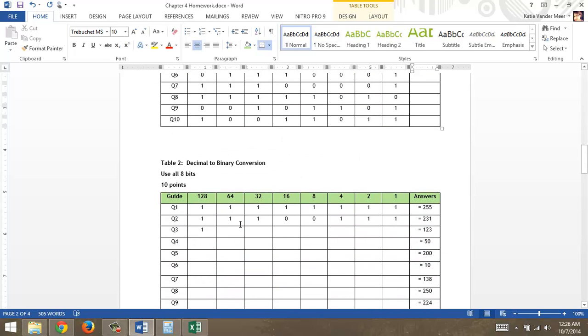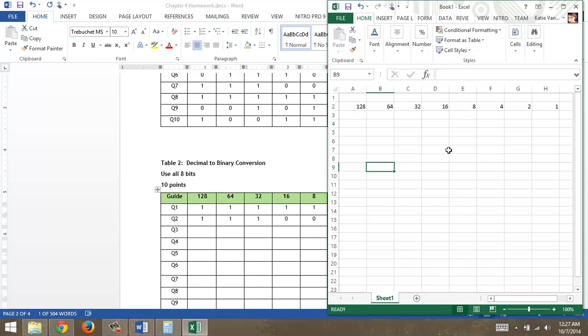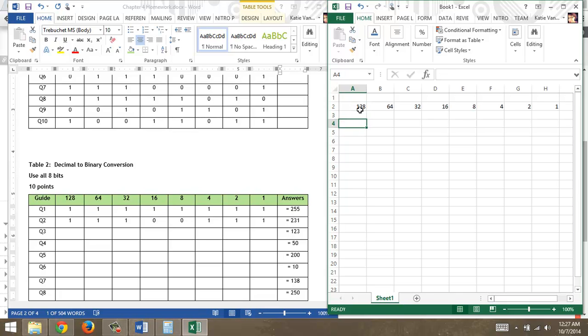Now the next table has you doing the opposite. You are given a decimal number and you're going to convert it to binary. I have a little scratch pad so it'll help me with the math. But all you need to remember is this table: 128, 64, 32, 16, 8, 4, 2, and 1.